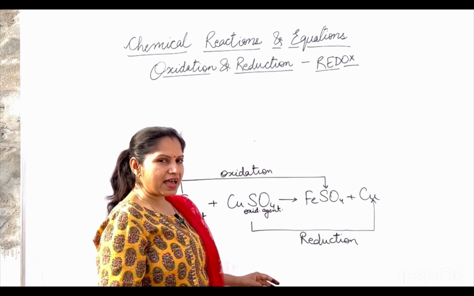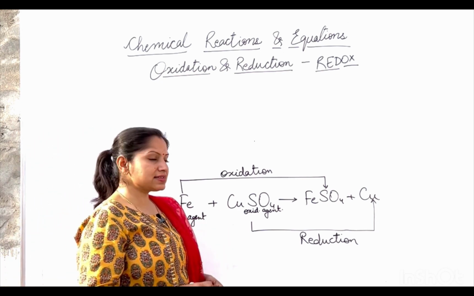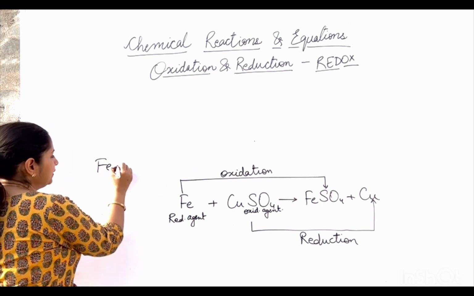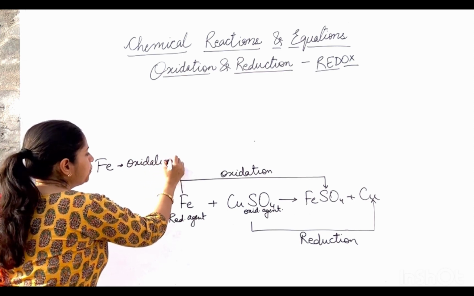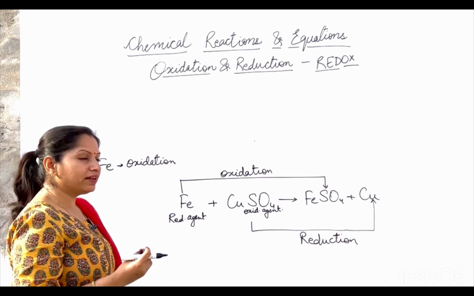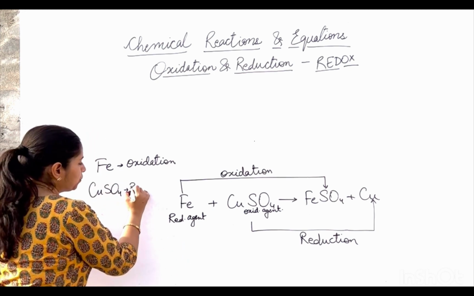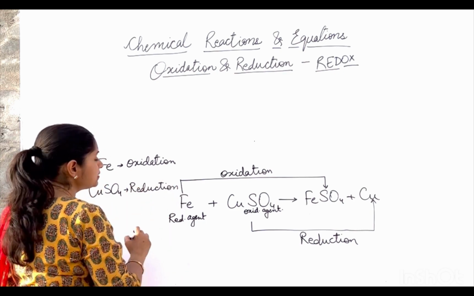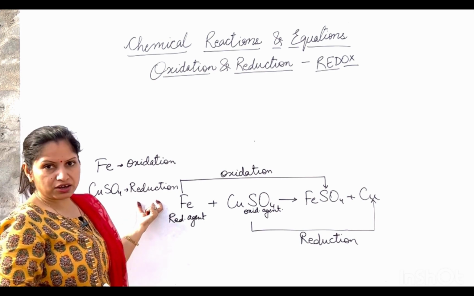In exams, if you are asked which of the reactants is undergoing oxidation, that is iron that is undergoing oxidation. Which substance is getting reduced? Which substance is undergoing reduction? So it's copper sulfate that is undergoing reduction. Remember that, it's very, very important. It's copper sulfate that is undergoing reduction.